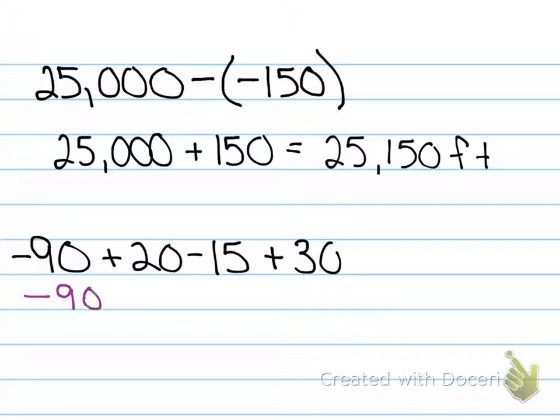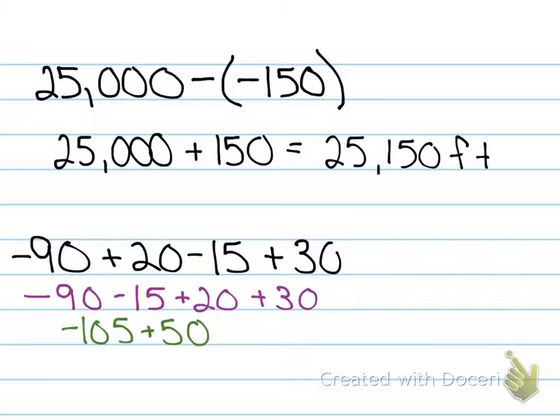So I group my negatives and I group my positives. If he dives 90, then another 15, what is the total for the negative depth? Negative 105. Then he rises 20 and another 30, that's a positive 50. Subtract and take. What's his final depth? Who got it right? Very good. Okay, guys. If you understand that, that's everything you need to know for adding and subtracting integers.